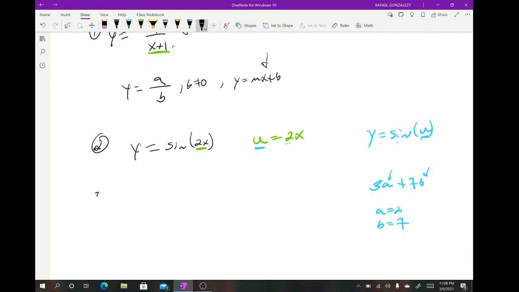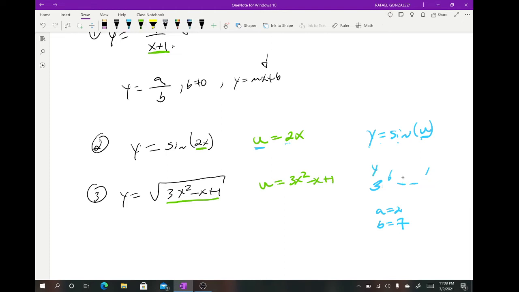Nothing really fancy yet. Let's look at another one. How about y equals radical 3x squared minus x plus 1? Well, here, the inner function is whatever is inside of the radical. So that is 3x squared minus x plus 1. And then the outer function, let me erase this, the outer function is simply the radical of u.